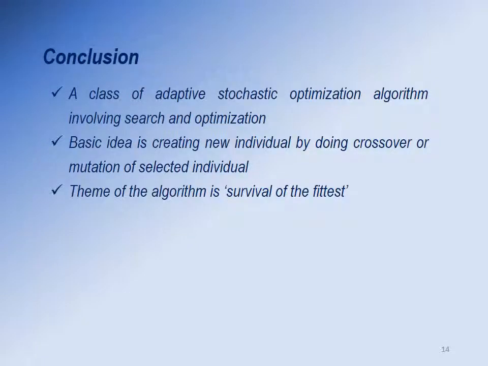Genetic algorithm is actually a class of adaptive stochastic optimization algorithms involving search and optimization. The basic idea is creating new individuals by doing crossover or mutation of selected individuals. And finally, I would like to say that it is an algorithm whose main theme is survival of the fittest.